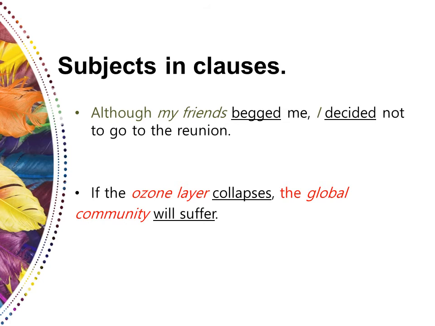And in the second example, if the ozone layer collapses, the global community will suffer. In the subordinate clause, ozone layer is given in singular form. Since the subject is singular, we have to provide the singular form of the verb. The global community is given in plural form, hence we use the plural form of the required verb.